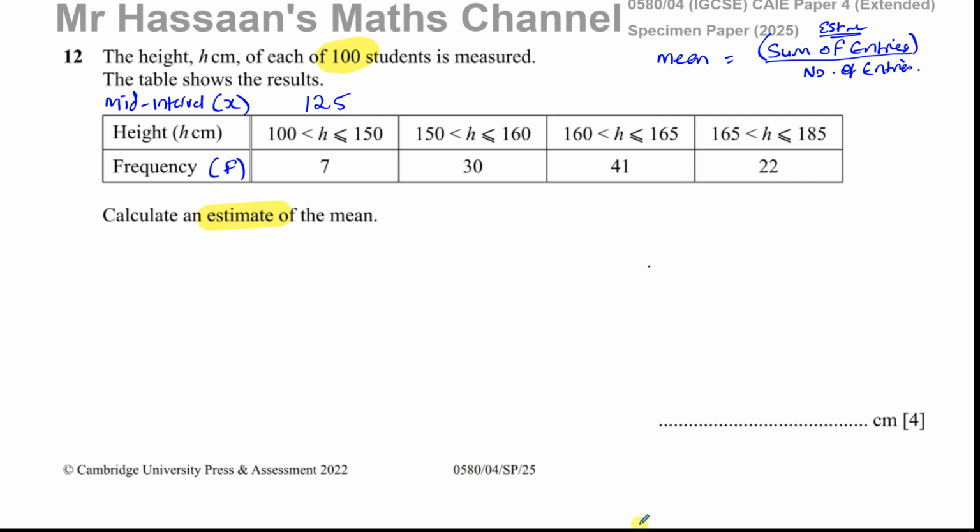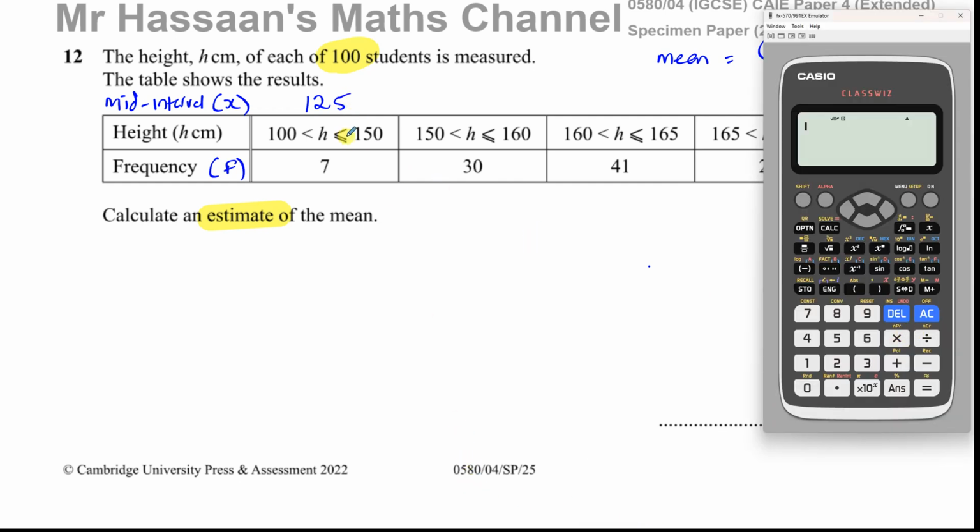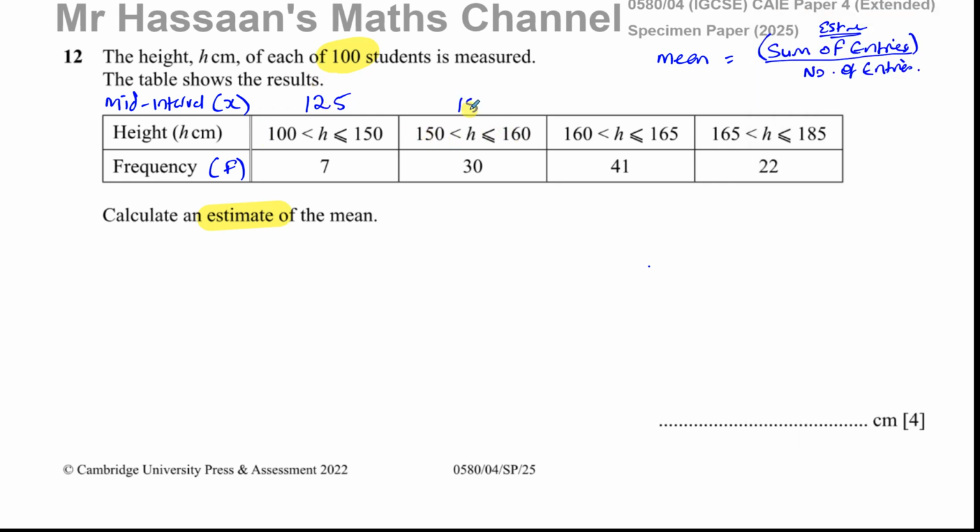If you can't work that in your head, you can use a calculator. It's like finding the midpoint: you just add the 2 numbers together and divide by 2. So 100 plus 150, divided by 2, gives you 125. And for 150 and 160, you can work that in your head, but if you didn't know how to do it, just put that in the calculator. Between 160 and 165, it's going to be 162.5. Between 165 and 185, halfway will be 175. 10 between this and that, 10 between that and that. Exactly halfway.